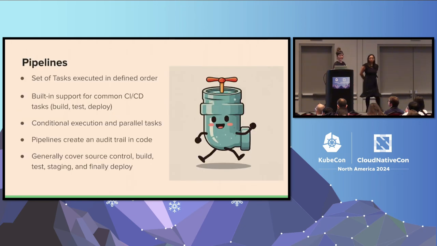On to Elizabeth. Next concept that all beginners need to know: pipelines. Pipeline, and we'll see it in all the remaining four CD tools that we'll be covering in this talk. So what's a pipeline? A continuous delivery pipeline is a structured, automated process that facilitates the rapid delivery of software from development to production. It is a set of tasks executed in order. A pipeline has built-in support to help you identify issues for your common CI/CD tasks like build, test, and deploy.